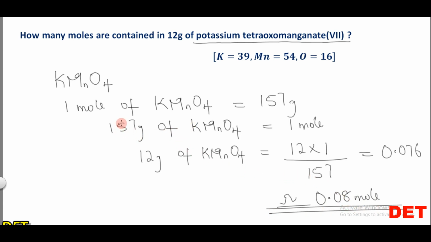So if 157 grams of potassium tetraoxomanganate 7 is equal to 1 mole, then 12 grams will be equal to 12 times 1 divided by 157, and that will give us 0.076 mole, which is approximately 0.08 mole. So this is our answer. All right. It's a very simple and straightforward question.